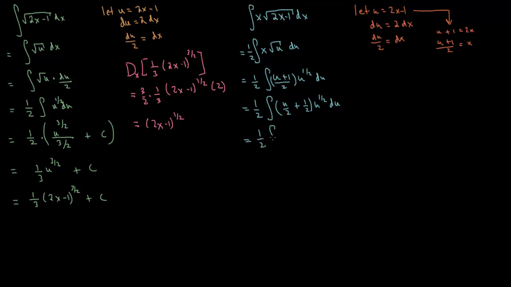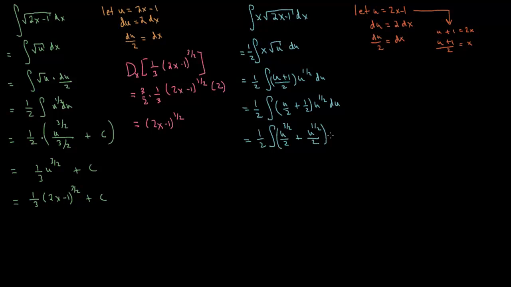So 1/2 times the antiderivative. Now, let's think about this. We have u over 2 times u to the 1/2. So we're going to multiply, distributing here. What's u to the first power, which is understood to be 1 there, times u to the 1/2? The rules of exponents say you add the exponents in that case, and we have u to the 3/2 over 2. What's 1/2 times u to the 1/2? Well, it's just u to the 1/2 over 2.